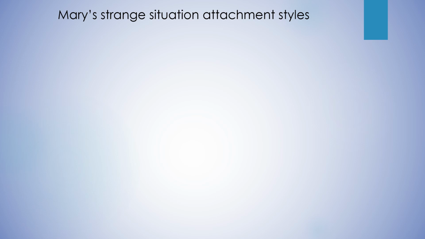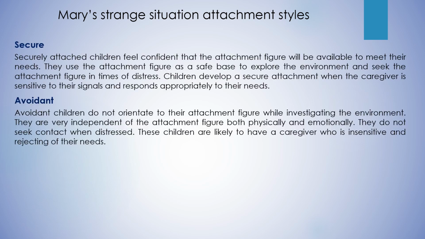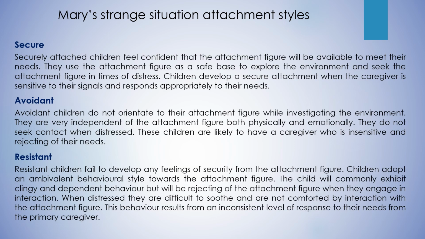So Mary's strange situation was able to evidence, from her results, a secure type of attachment. It's where the child was securely attached. They felt confident with their main primary caregiver. They felt safe. They felt that the parent was keeping them safe in the environment, and that was identified as a secure attachment.